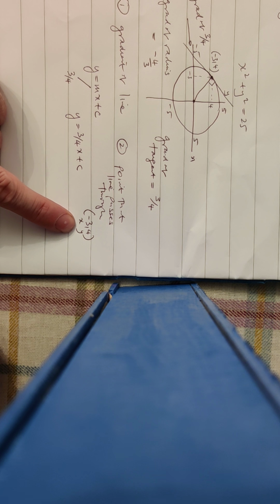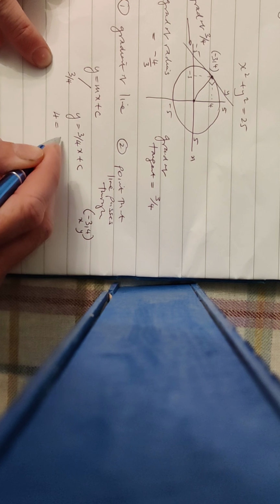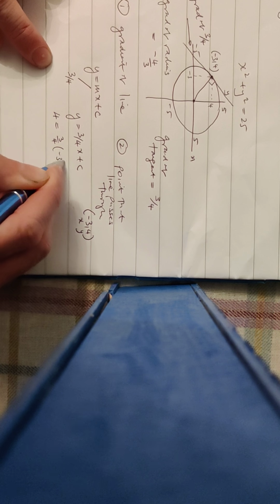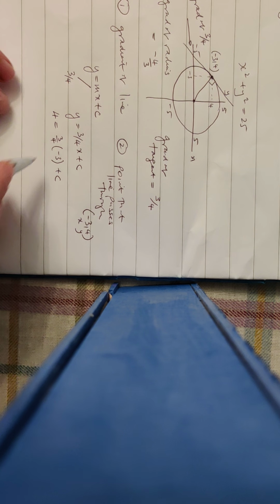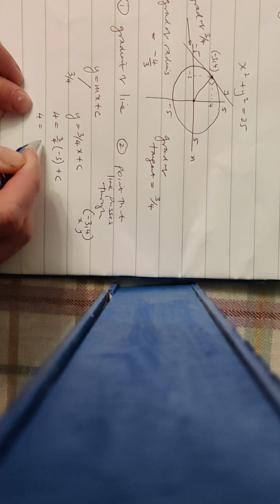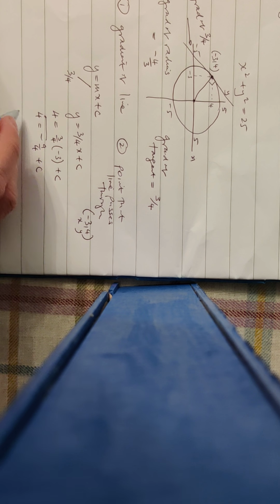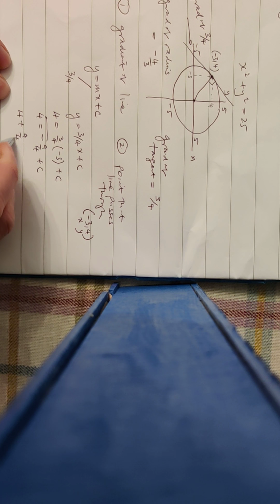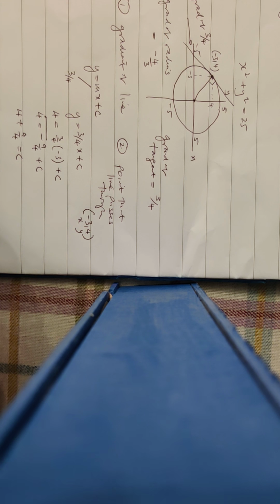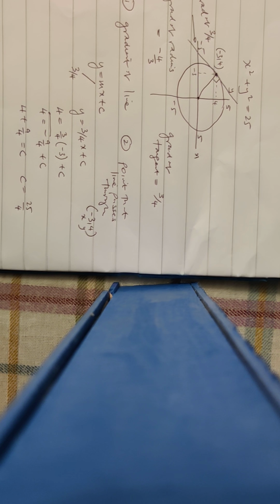So you substitute those two values into this rule, and you get 4 equals 3/4 times minus 3 plus c. So if you tidy this up, if you multiply 3/4 by minus 3, you get 4 equals minus 9 over 4 plus c. And bring that over, you get 4 plus 9 over 4 equals c. Right? Now, if you add these on your calculator, you can do it that there's 16 over 4 plus 9 over 4 is 25 over 4. That's going to be the value of c, 25 over 4.